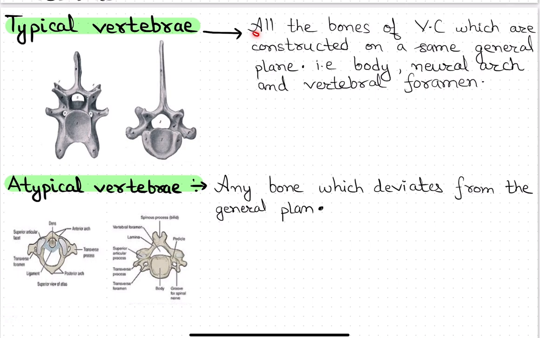Now, almost all the vertebrae are typical vertebrae except atlas and axis. They are not typical vertebrae because they deviate from the general plan of body, neural arc, and processes.